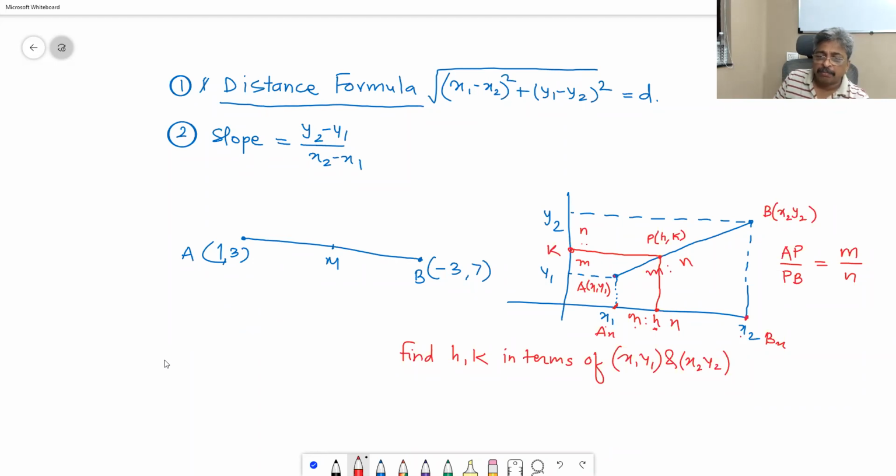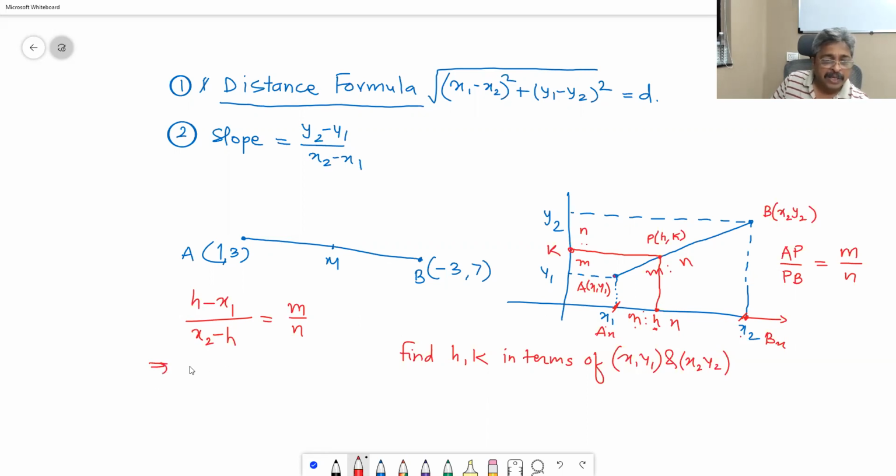The x coordinate of P is h. So the distance AP in the x direction, from here to here, AP upon PB is m to n, but then how much is this? h minus x1 is this distance, and x2 minus h is this distance. It is easy to do it on the x-axis, right? So these two distances, if I take, this will be equal to m upon n.